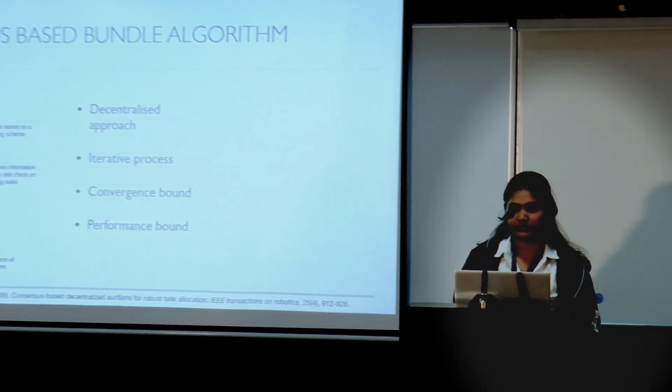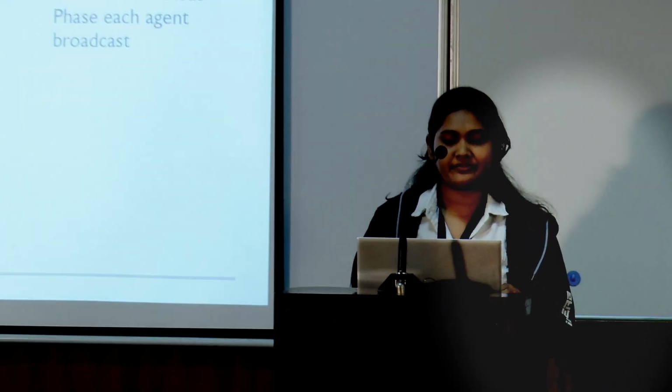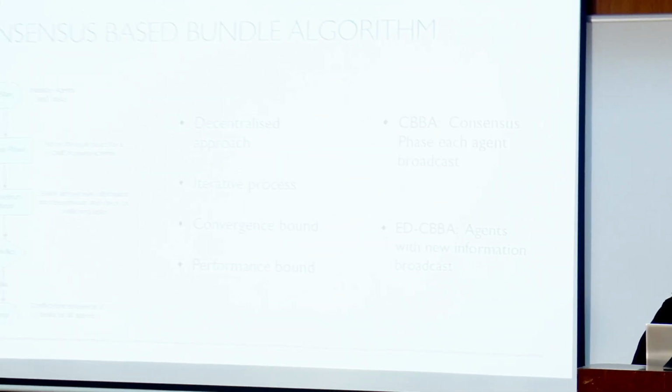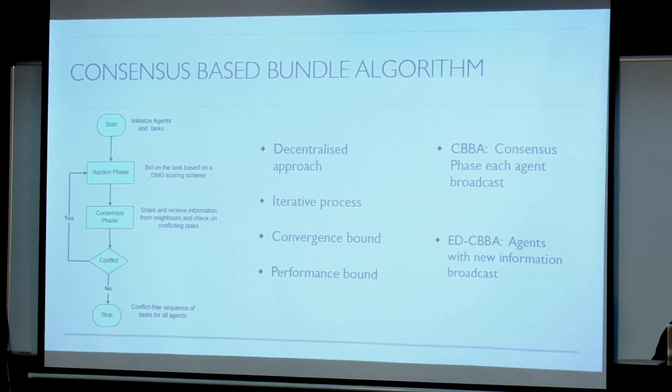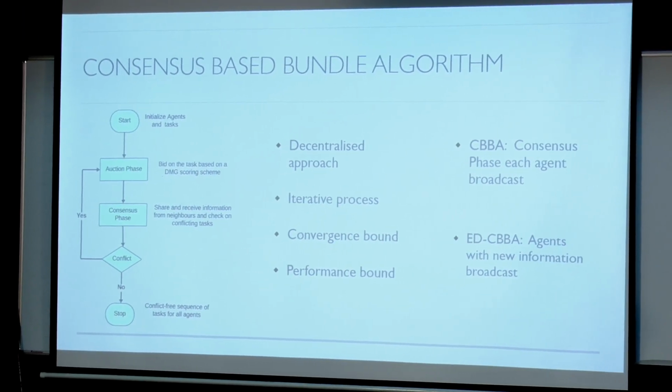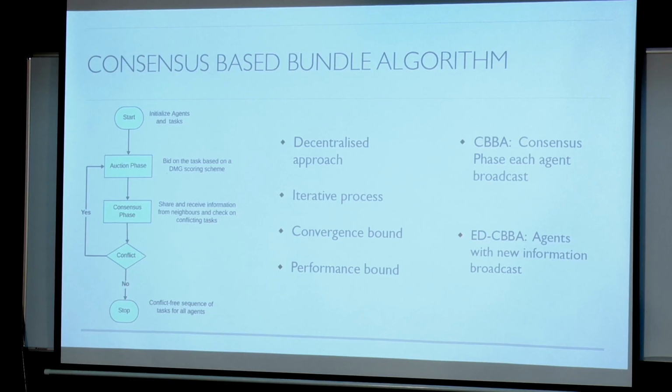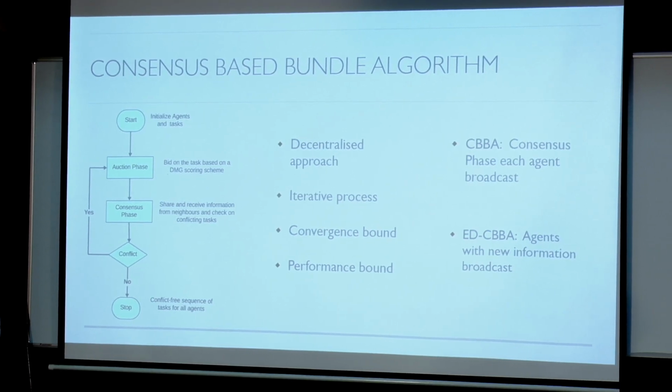So in the CBBA consensus phase, in every iteration, every agent broadcasts their information. So for 1,000 agents, it is very congested. So we propose the event-driven CBBA, where in the consensus, every agent will broadcast only if an event has happened. Otherwise, it will only receive the information. By implementing this, we get very good results.